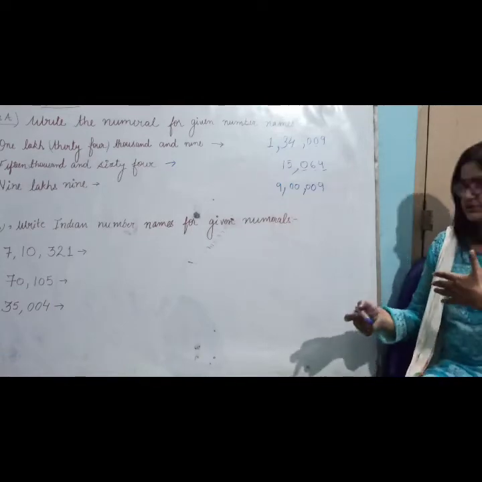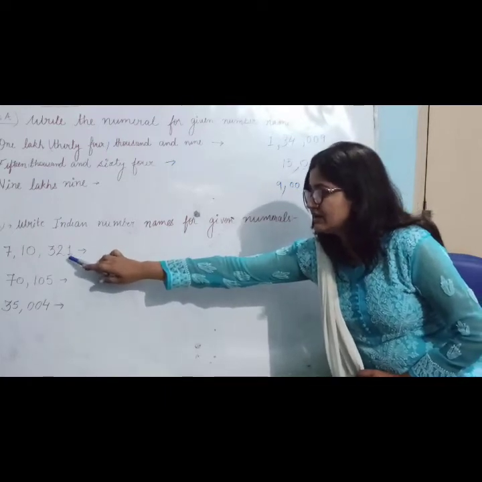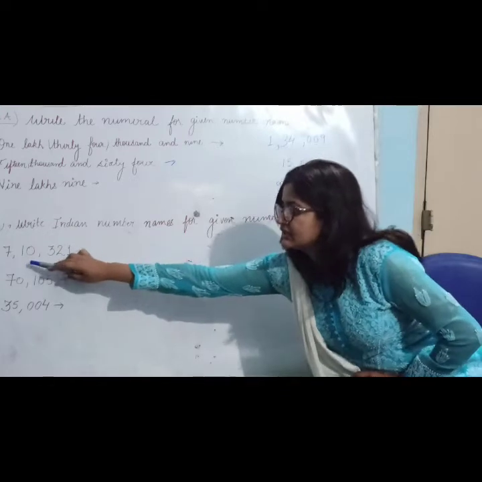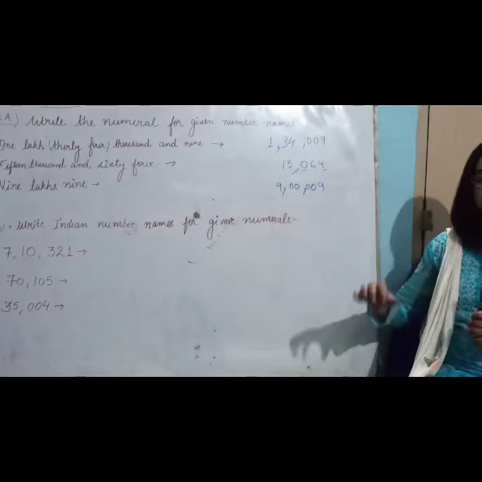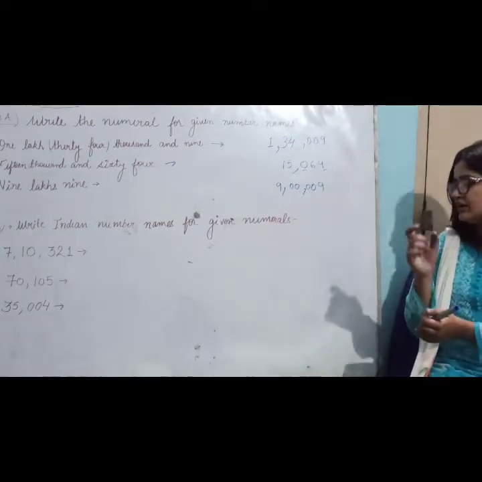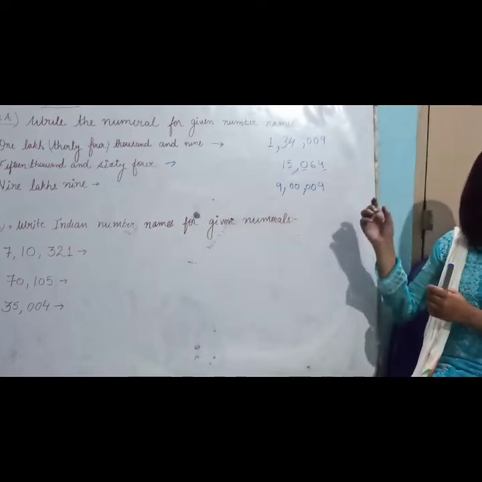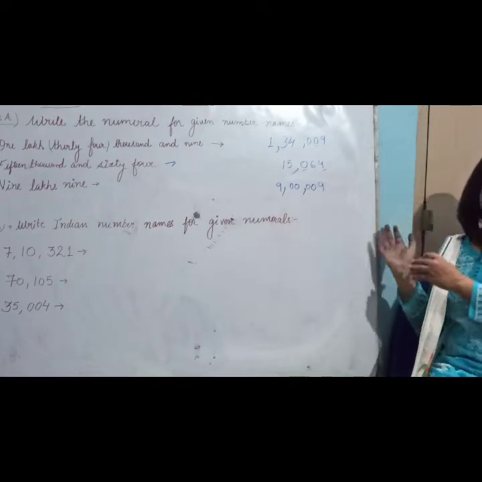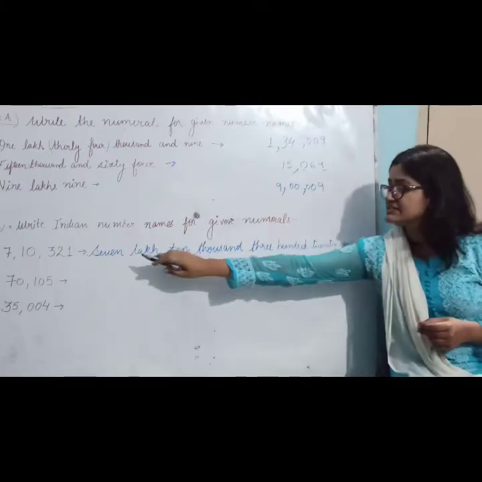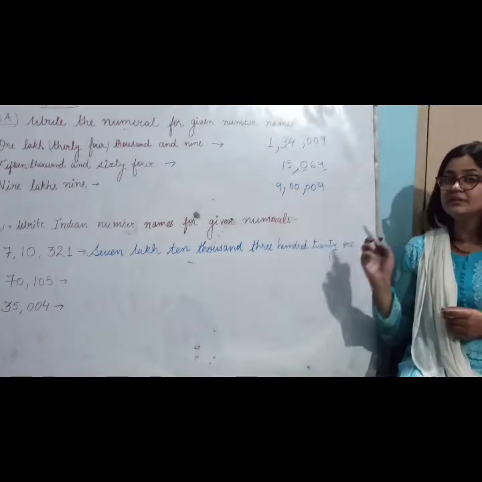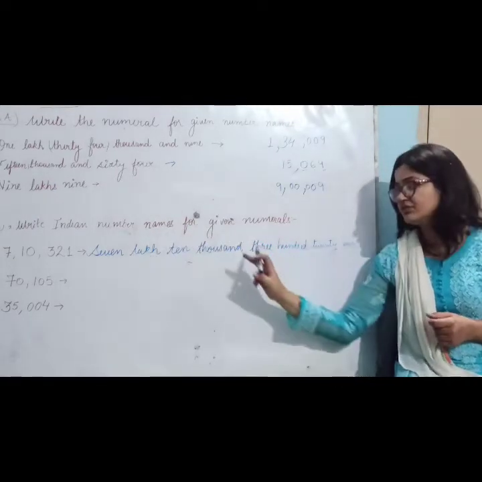Okay, now how are we going to write it? See, 7,10,321. This is hundreds, thousands and lakhs. 7 is in lakhs, so 7 lakh. 10 is recited as 10, and it is in the thousands position, and 321 is at the hundreds position. So the answer is 7 lakh 10 thousand 321. Please remember, you don't have to put commas in the number names. You have to put commas only in the numeral, not in number names.